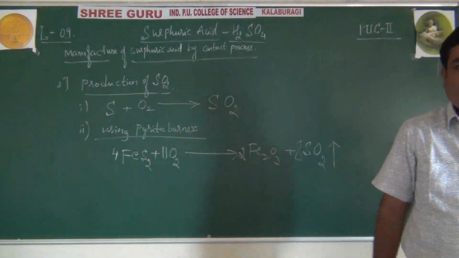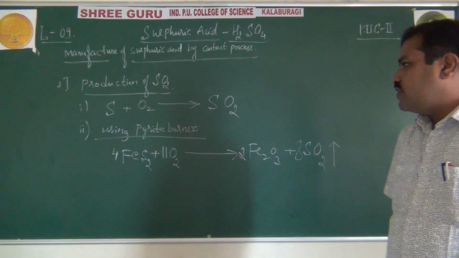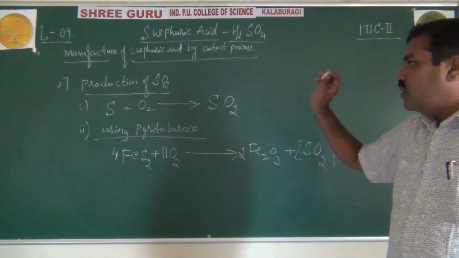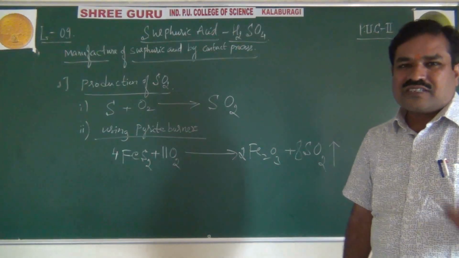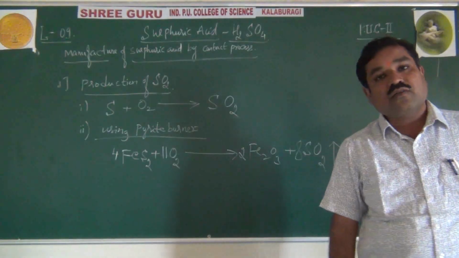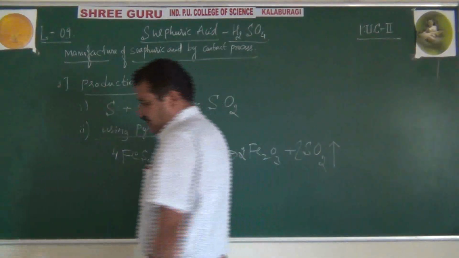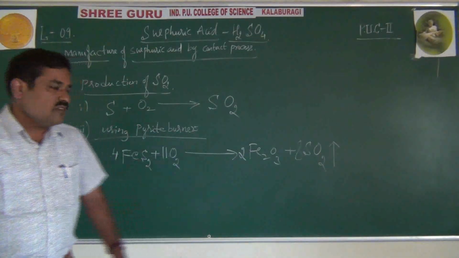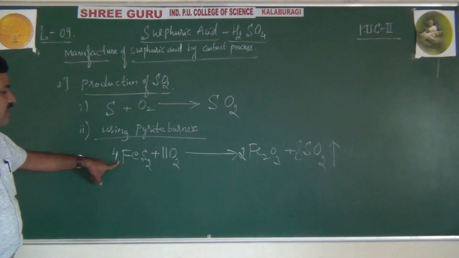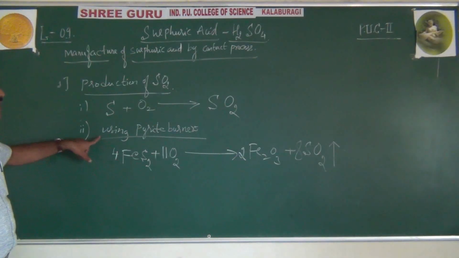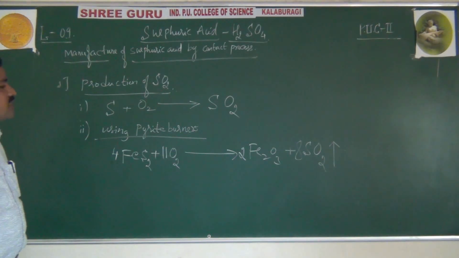These are the 2 sources, 2 ways by which you can get sulfur dioxide. This is the first step. Compulsorily you have to write it. That means by combustion of sulfur and by the combustion of pyrite, that is ferrous sulfide, called pyrite. Iron pyrite is ferrous sulfide. Okay, this is the first step.